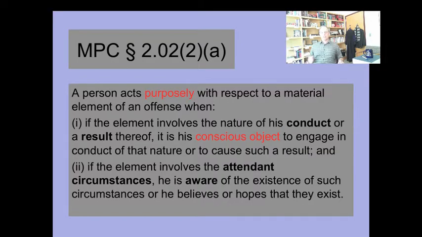So we'll start at the top of the scale, purposefully. The Model Penal Code, as you see the provision here, says that a person acts purposefully if it's their conscious object to create a result or to engage in a certain kind of conduct. There's also an interesting sidebar here dealing with attendant circumstances elements. We'll deal with that later. For now, focus on the conscious object to engage in the conduct or to produce the result.